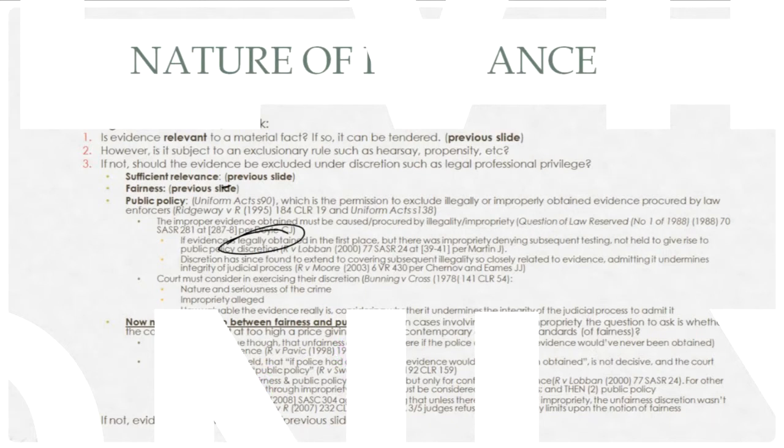never been obtained, should take precedence, and that's R v Pavic, 1998. Courts, however, have held that if police had acted legally, evidence would have never been obtained, is not decisive, and the court must go on to look at public policy, and that's R v Swarfield, 1998. Effectively then, note that public policy can also go against a person, because if it's in the public policy to jail that person, then public policy will prefer that person to be jailed. However, it might still be unfair.